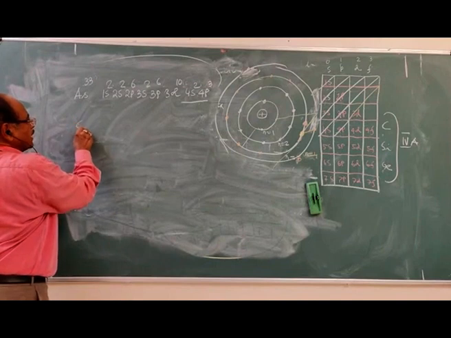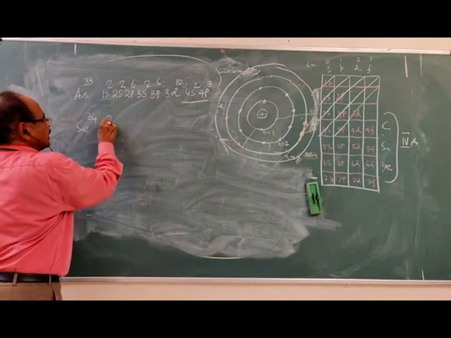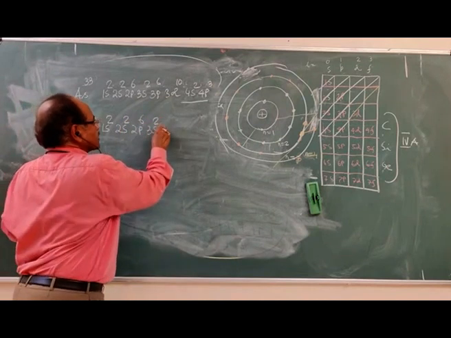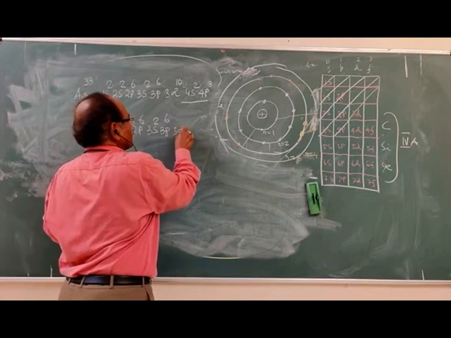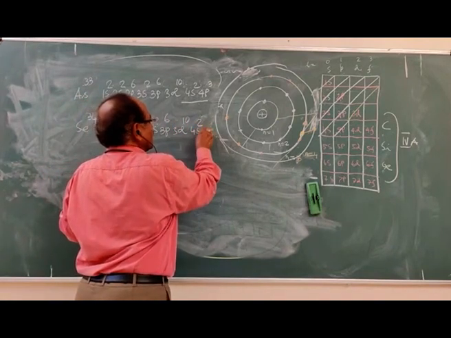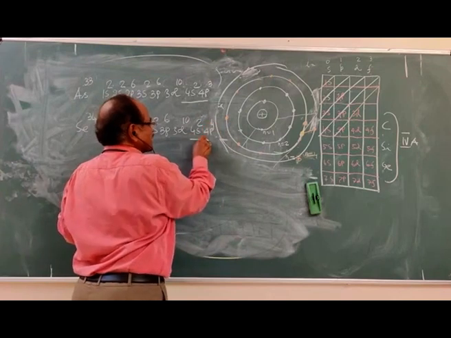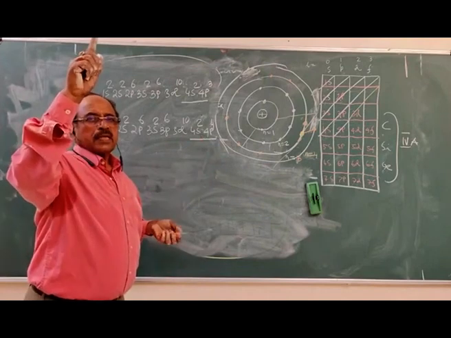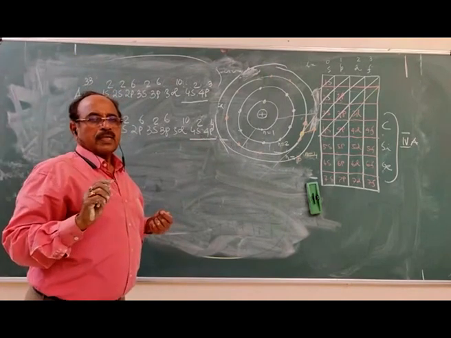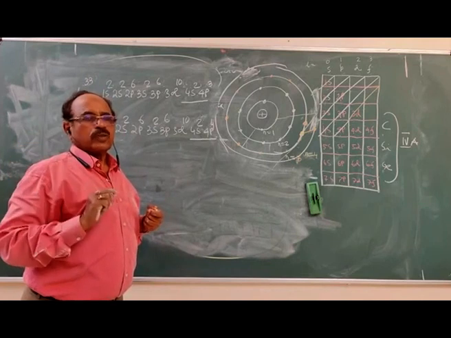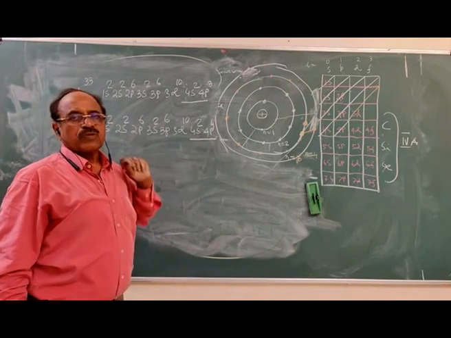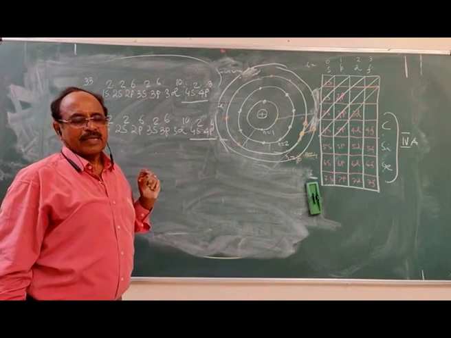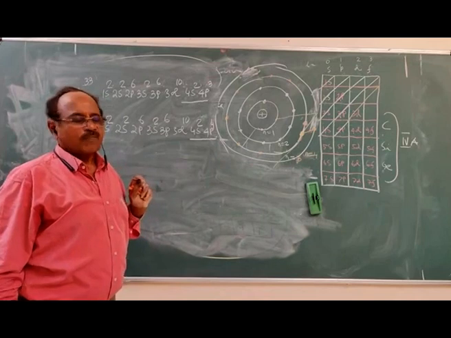Then comes 34, selenium. 1s2, 2s2, 2p6, 3s2, 3p6, 3d10, 4s2, 4p4. So there are 6 electrons now. This belongs to 6A group of the periodic table. Oxygen 2s2, 2p4, sulfur 3s2, 3p4, selenium 4s2, 4p4. This is placed in the 6A subgroup of the modern periodic table in the fourth period.